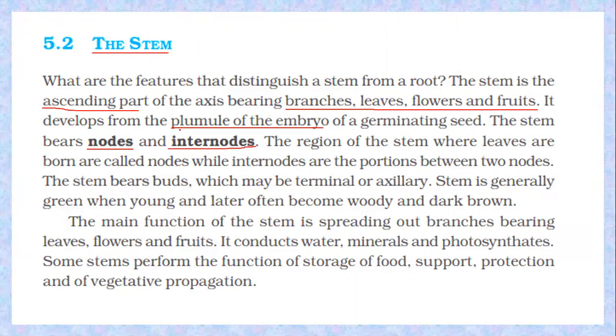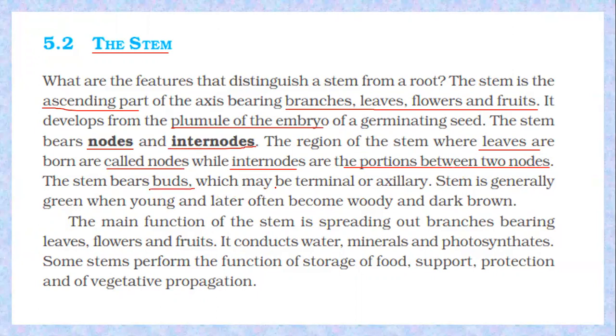Generally a question can come for your exam like, what is the thing that makes a difference? Sweet potato is a modified root, whereas potato is a modified stem. What makes them different? In potato, you will find the presence of nodes and internodes, whereas in roots, you will never find nodes or internodes. The region of the stem where the leaves are borne is called the node, while internodes are the portions between two different nodes. The stem bears buds.